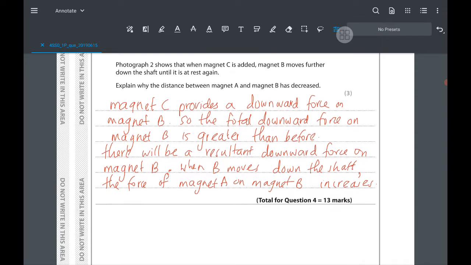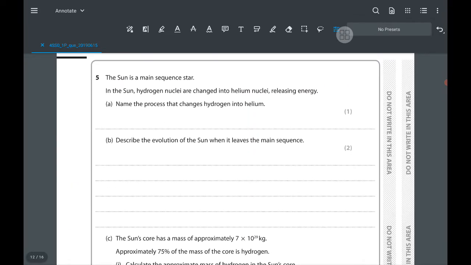Okay, let's look at the next question. The Sun is a main sequence star, and in the Sun, hydrogen nuclei are changed into helium nuclei, releasing energy. Name the process that changes hydrogen into helium. We know when these small particles join together, we call this process nuclear fusion.